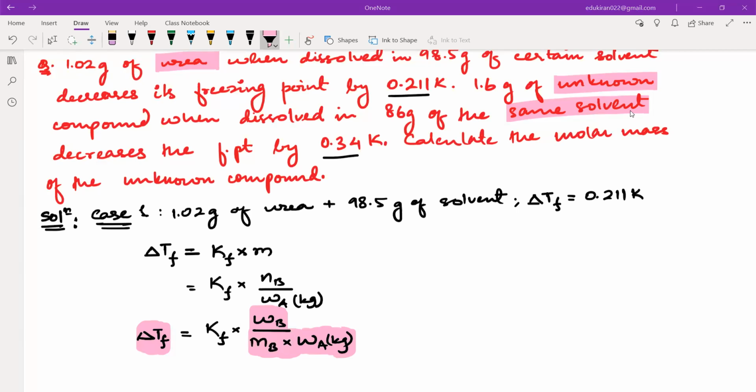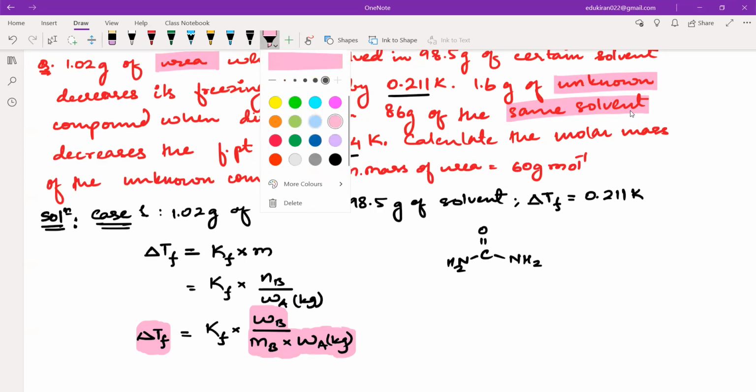Urea has a formula of... does anyone know the formula for urea? CONH2 NH2. And it must be given in this question only. So please write this with me here only. Molar mass of urea is equal to 60 grams per mole. Now, as you can see, molar mass is also given.